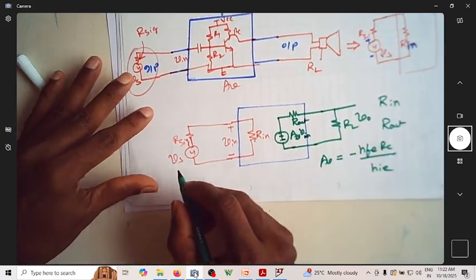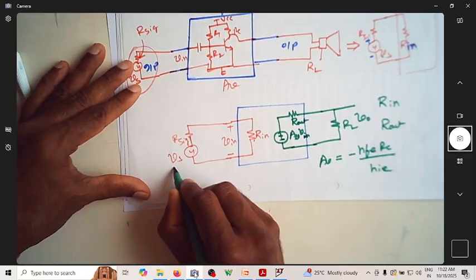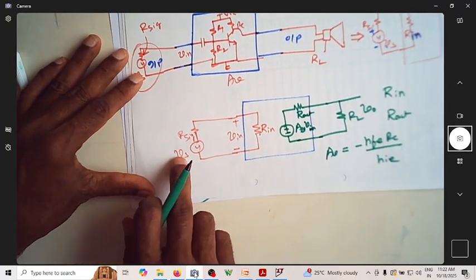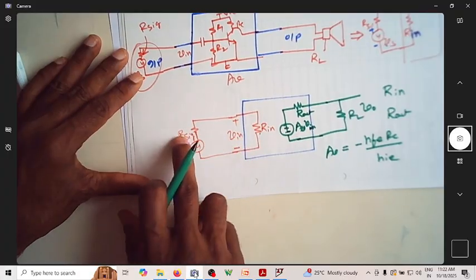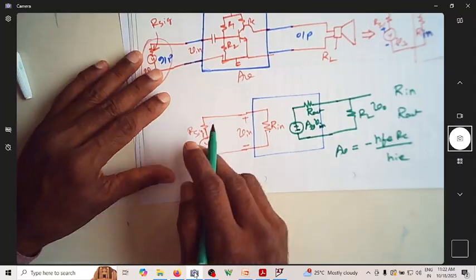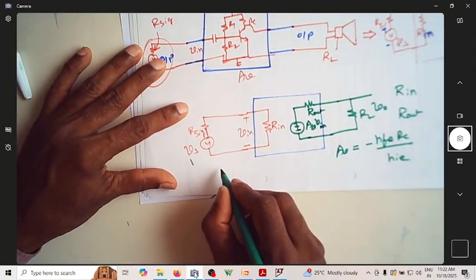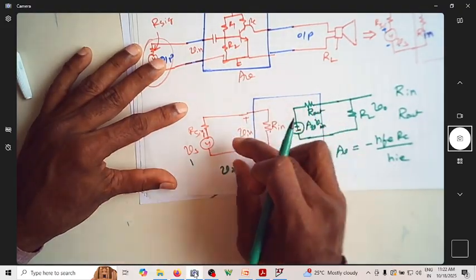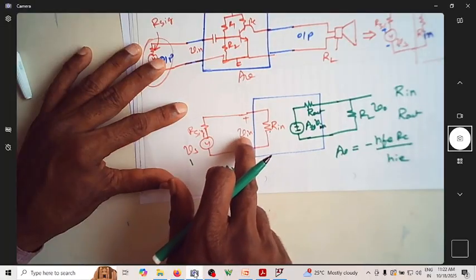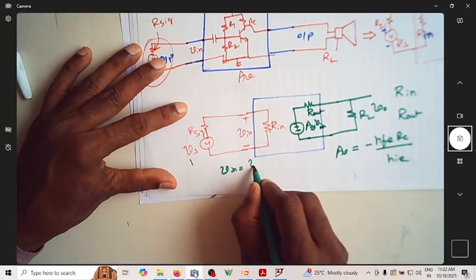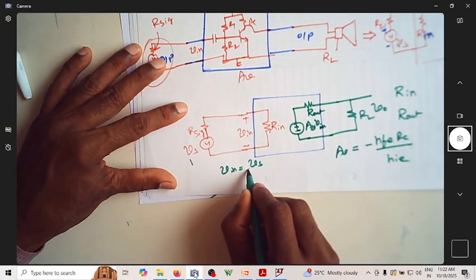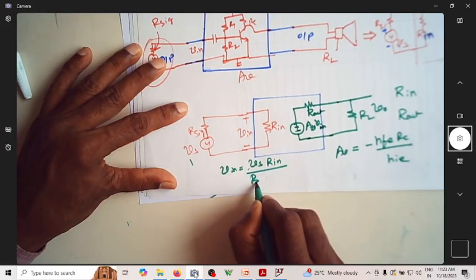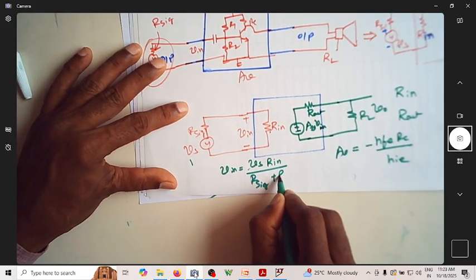So let us assume that you actually have some Vs here. So what is the relation between Vs, V in, R signal and R in? By writing the KVL here, can I write V in, the input voltage that will reach the amplifier, as given by Vs into R in divided by R signal plus R in.